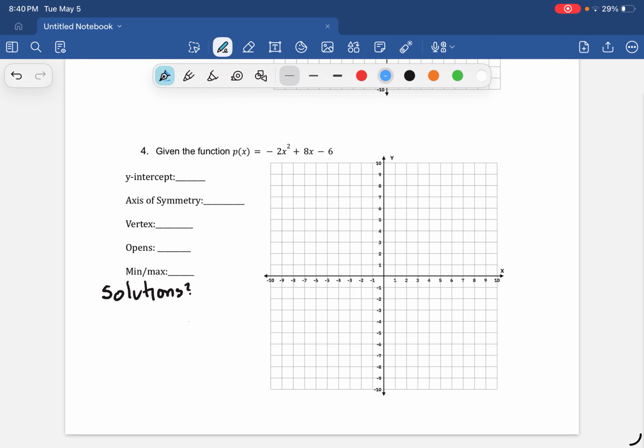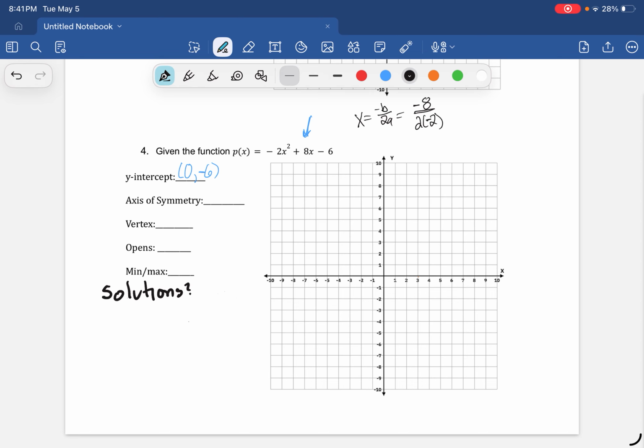So I am given a function in standard form. You can assume everything we are doing moving forward is in standard form. What that means is my y-intercept is going to happen at (0, -6). The first thing I need to calculate is my axis of symmetry. That is the opposite of b divided by 2a. In this problem, it is the opposite of +8. That's -8 divided by 2 times -2.